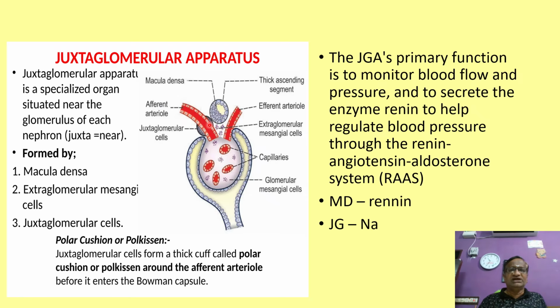Now, by the side of it, the ascending limb of the loop of Henle will come. And this thick ascending limb will have some changes in the cells. They are called macula densa. So, the loop of Henle changes to macula densa. The glomerulus changes to juxtaglomerular cells. There are also some mesangial cells. All these three together make up what is called the juxtaglomerular apparatus. The macula densa helps produce renin. The juxtaglomerular apparatus is needed for sodium resorption.